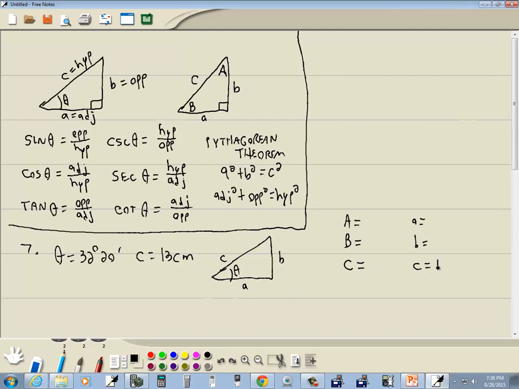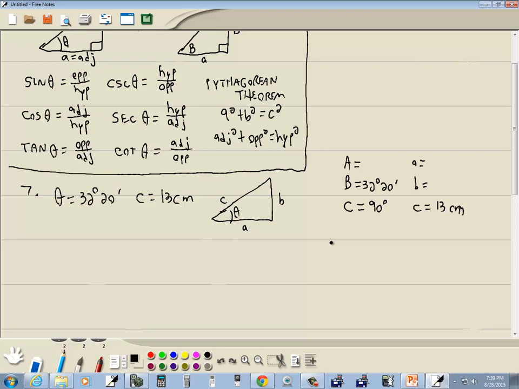Well, they give us this one. C is 13 centimeters. Remember, by default, angle C is always 90 degrees. They also tell us that theta, which is right here, which is opposite side B, which means that's angle B. That's going to be 32 degrees and 20 minutes.